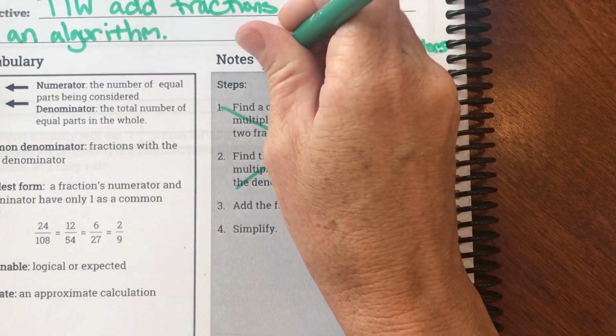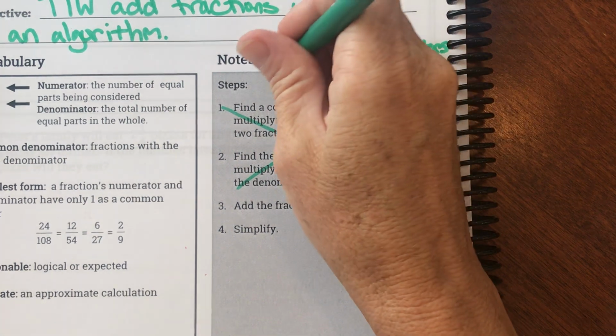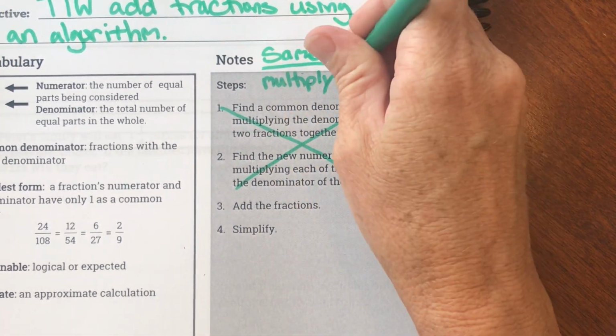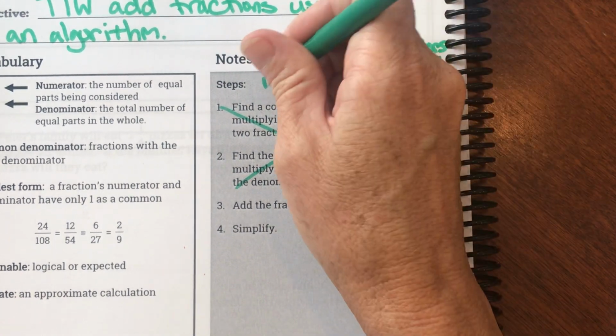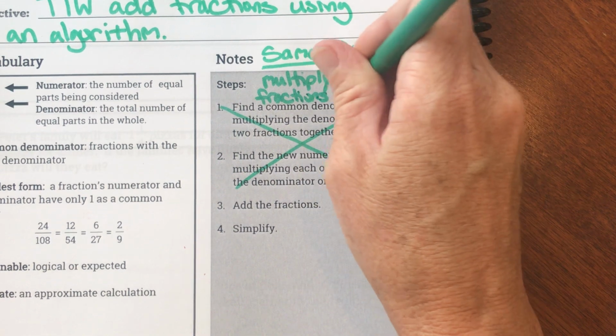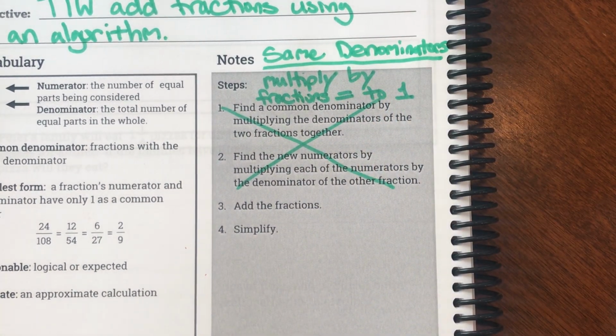We must have same denominators. So the way that we're going to be doing that is we are going to multiply by fractions equal to 1. And I'm going to explain what that means in a minute. So we need to have same denominators, and we're going to multiply by fractions equal to 1. Okay, so what does that look like?